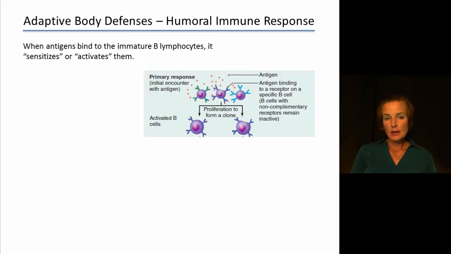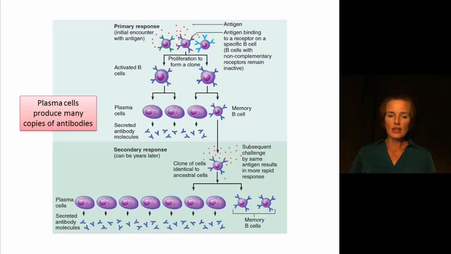When antigens bind to the immature B lymphocytes, this is going to sensitize or activate them. On the surface of these immature B lymphocytes, there are going to be antibodies, and these specifically recognize a specific antigen. When we get that recognition, this is going to cause proliferation of clones. So we're going to copy those activated B cells, and these copied activated B cells either stay as memory cells or they're going to produce plasma cells. These plasma cells produce a lot of antibodies.